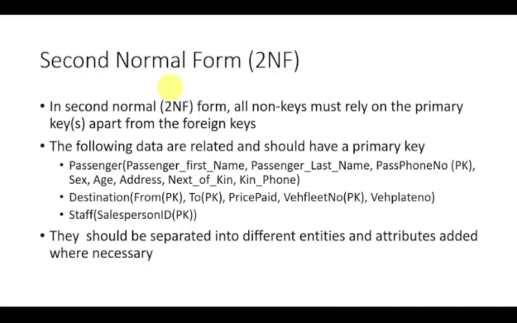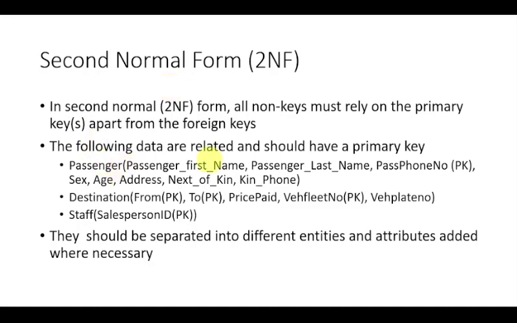Second normal form says that all non-keys must rely on the primary key or keys apart from the foreign key. Now what do I mean apart from the foreign key? Remember, the foreign key will be coming from another table, so even if it repeats and does not rely on the basic primary key, it is not a problem, because already it's relying on its own primary key table. The foreign key is actually a child to this table.